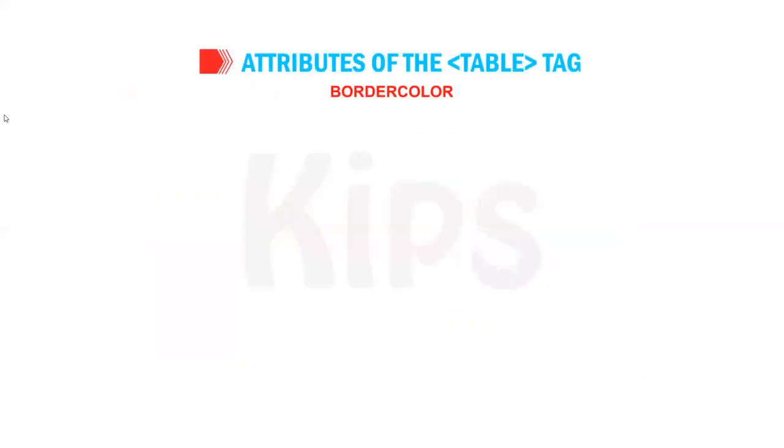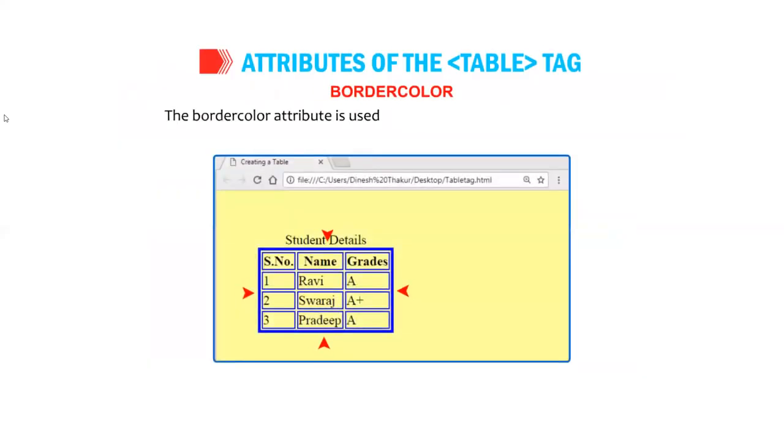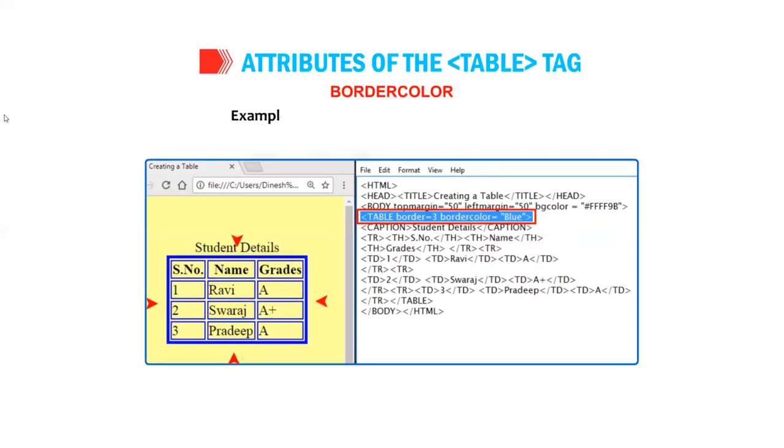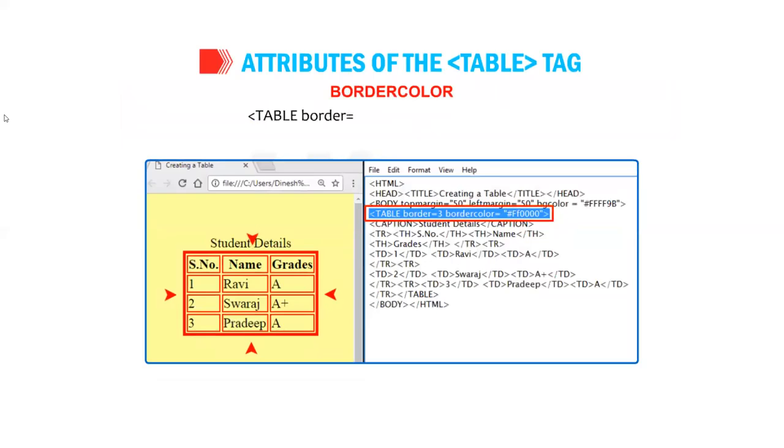Border color. The bordercolor attribute is used to set the color of a table's border. Example, <table border="3" bordercolor="blue">. <table border="3" bordercolor="#FF0000">.